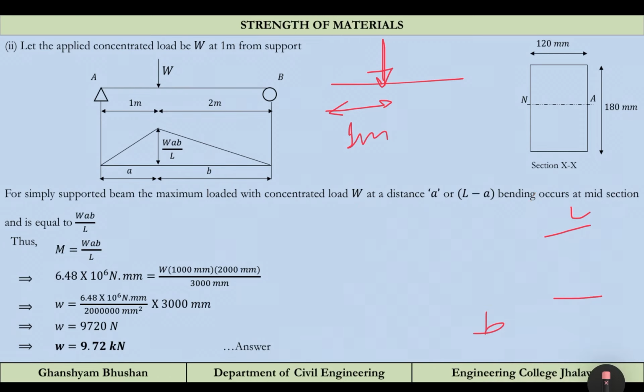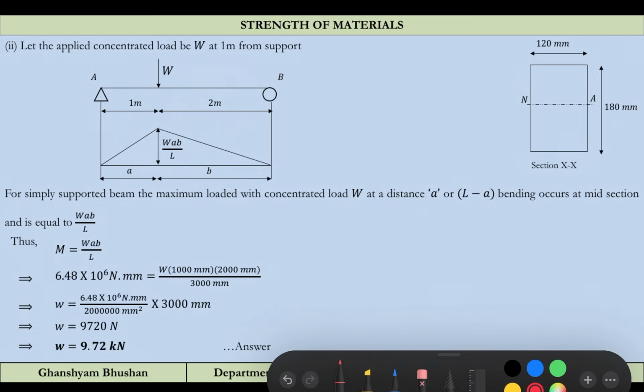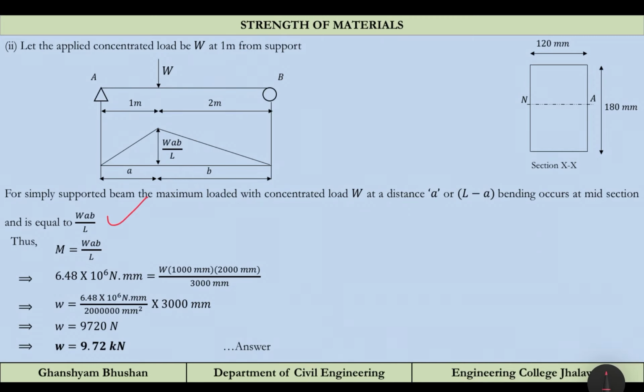So I hope this is clear. We have the bending moment diagram, and the maximum bending moment value is W AB by L. Here A is equal to 1 meter and B is equal to 2 meter. We are dealing in Newtons and meters, so we have converted all the values into Newtons and millimeters. 1 meter will be 1000 millimeter, 2 meter will be 2000 millimeter, and 3 meter will be 3000 millimeter. Simply put the values, and you will get 9.72 kilonewtons.